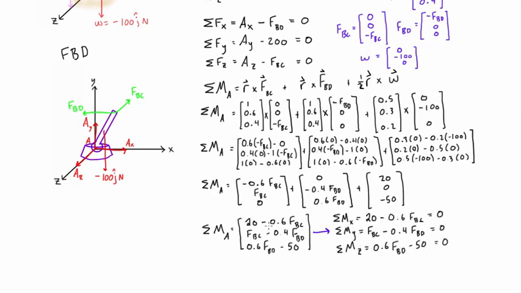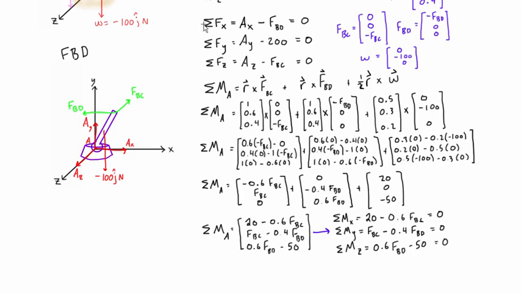So all I did here basically is I just grabbed this line and set it to 0 as the equation for the sum of moments about the x-axis, because this is the x component of this. Same, this line becomes the sum of moments about the y-axis, and the third line becomes the sum of moments about the z-axis.